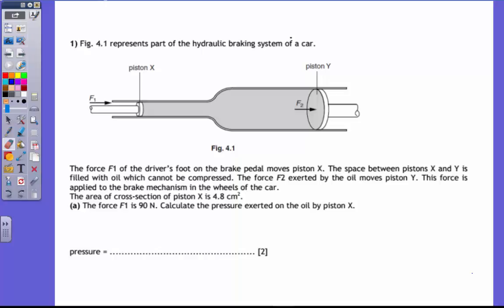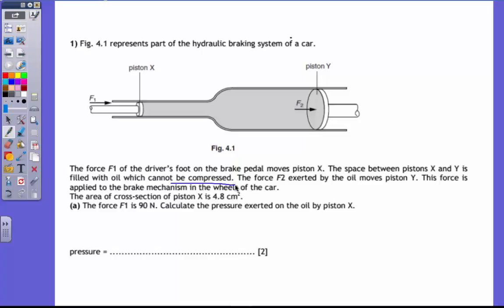Question 1: Figure 4.1 represents part of the hydraulic braking system of a car. The force F1 of the driver's foot on the brake pedal moves piston X. The space between piston X and Y is filled with oil which cannot be compressed. This point is important. The force F2 exerted by the oil moves piston Y. This force is applied to the brake mechanism and the wheels of the car.